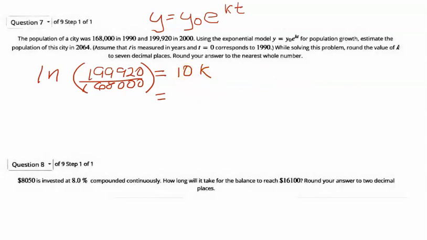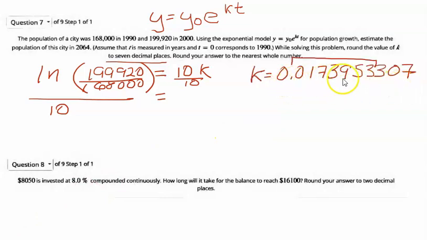Now, this is the not tricky but challenging part here. They want you to keep this value for K to, I believe it's 7 decimal places. So let's see what you get for that. So I get K is this, and I'm going to round to 7 decimal places. So I can just erase all of this. So there's my K value.